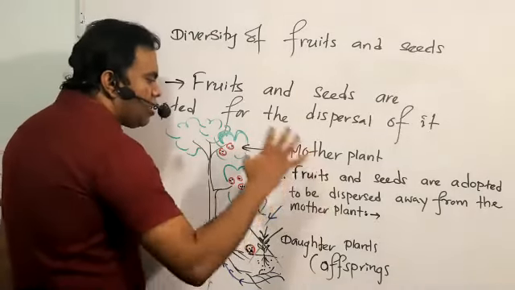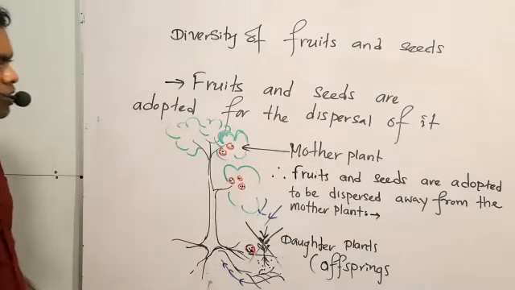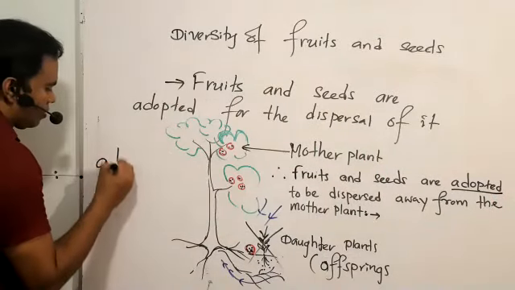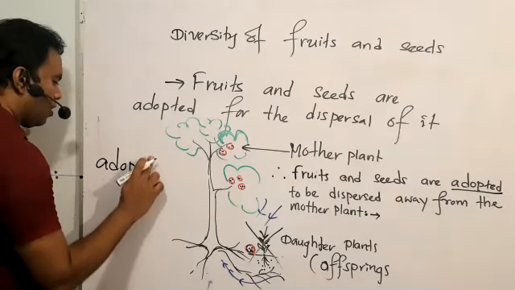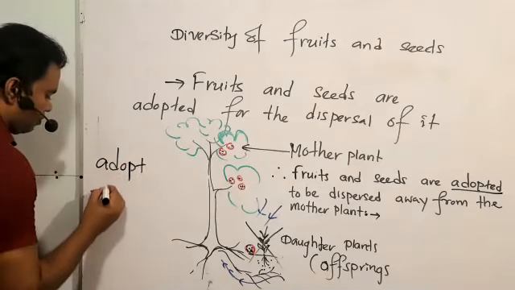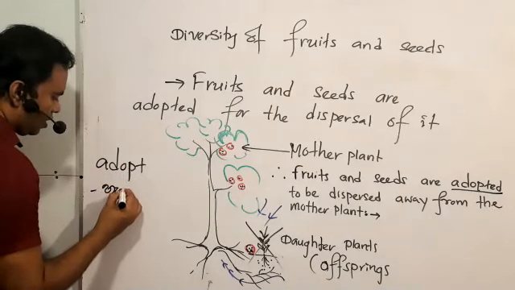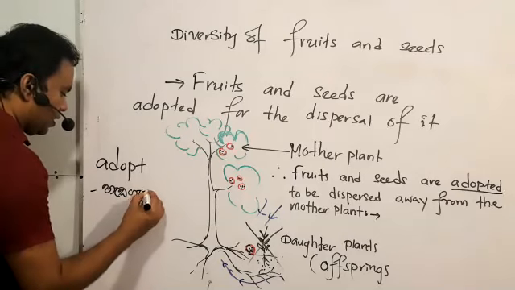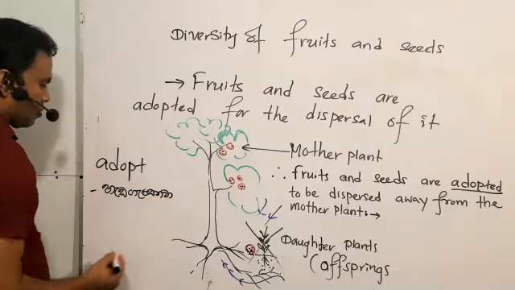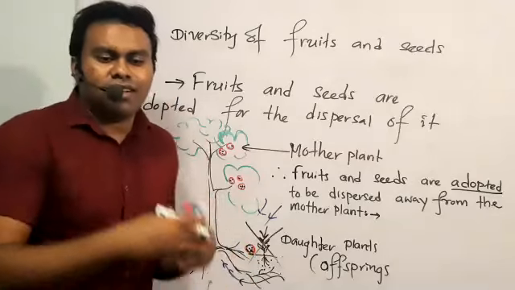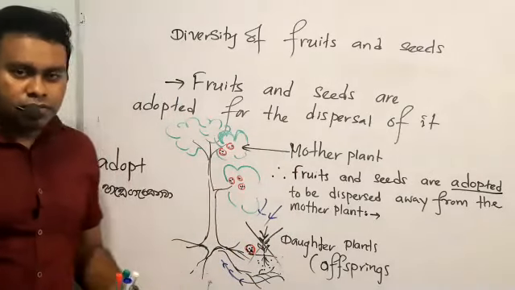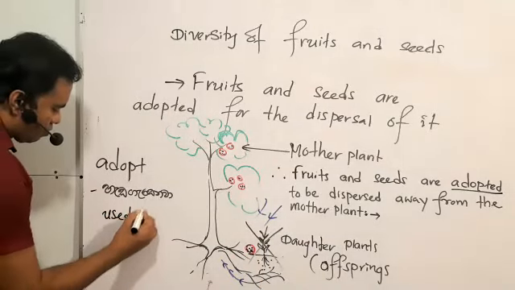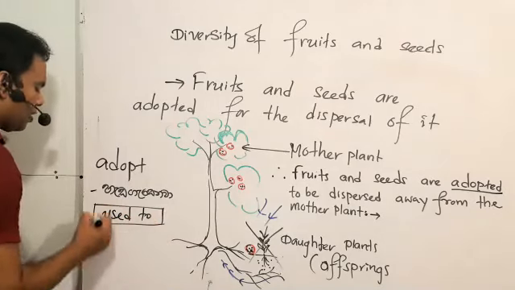Fruits and seeds are adapted to be dispersed away from the mother plant. What does it mean by adapted? Adapt. They are used to it. They are accustomed to. Okay. They alter. They are accustomed. So they are used to, okay? But this term cannot be used for plants and animals.